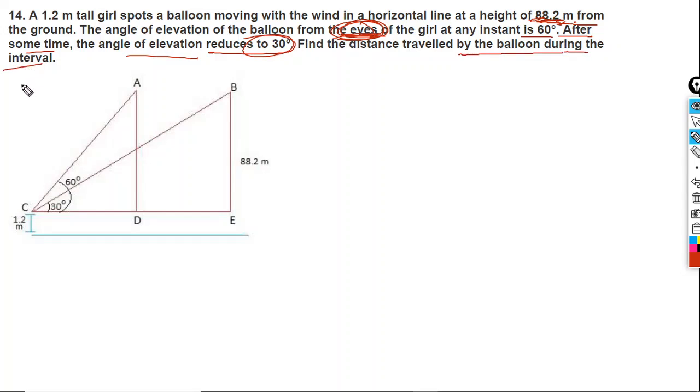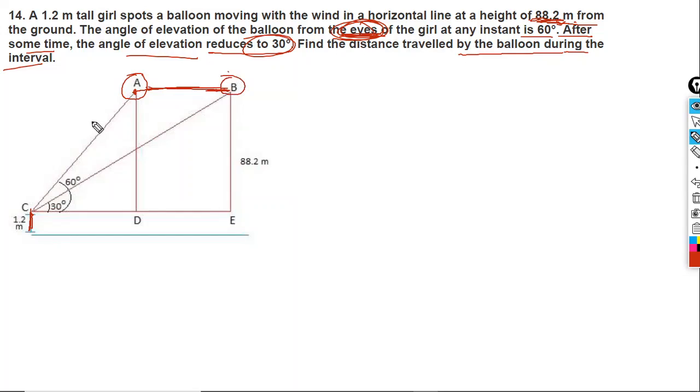Now look at the situation. Let the girl be standing at point C. She spots the balloon at point A. Please write all these things. The balloon is moving on a horizontal line. Now the balloon moves up to point B.